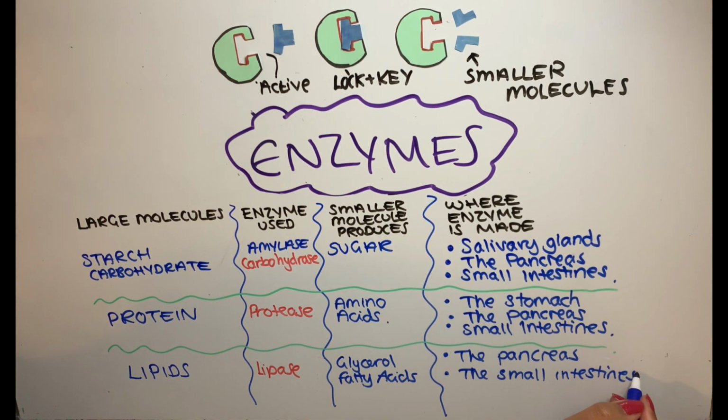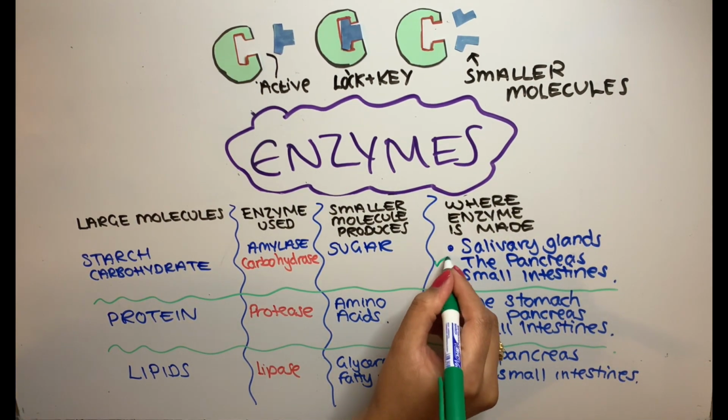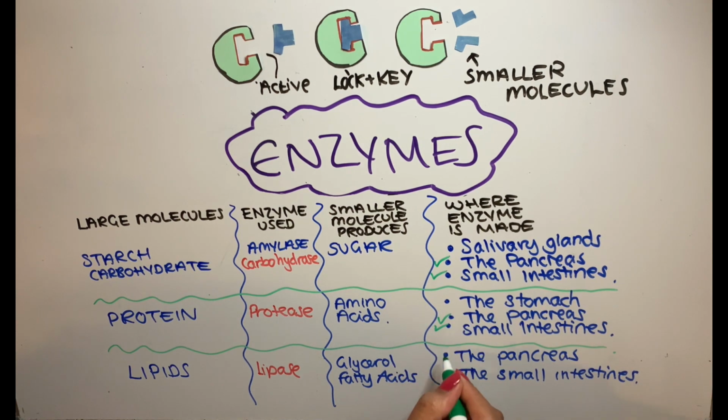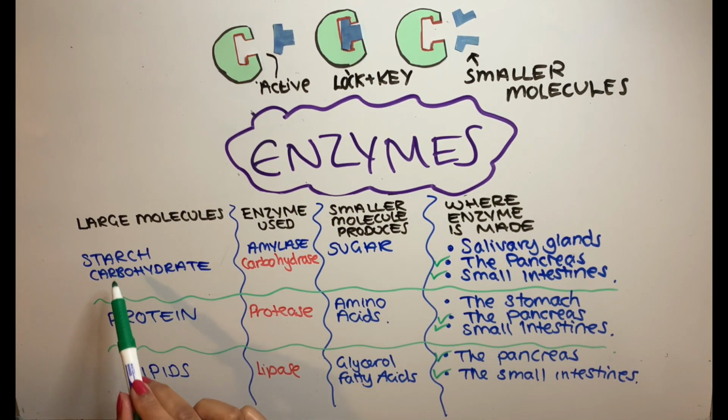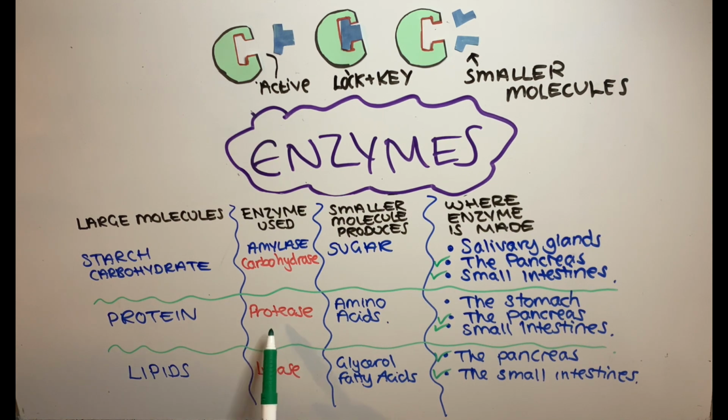Now for your GCSEs, if you have to remember specific places where these particular enzymes are produced, I would recommend remembering the pancreas and the small intestines, because all of these different enzymes that you have to know about are all produced in the pancreas and the small intestines. You can see that here. So carbohydrase breaks down carbohydrates or starch, which is a form of carbohydrate. Protease breaks down proteins, and lipase breaks down lipids.